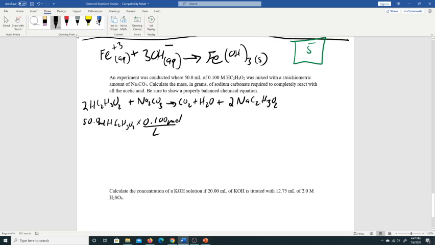Oops, one more step. I have milliliters here, I have liters here. I have to get rid of liters. 1 liter is 1,000 milliliters. So milliliters cancel. Liters cancel. Now we have moles of acetic acid. I need to find moles of sodium carbonate. 1 mole of Na2CO3 is 2 moles of HC2H3O2.